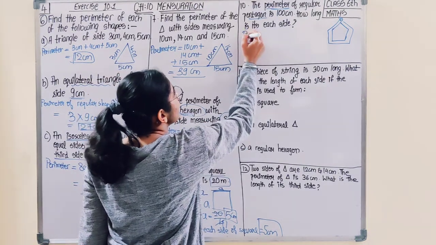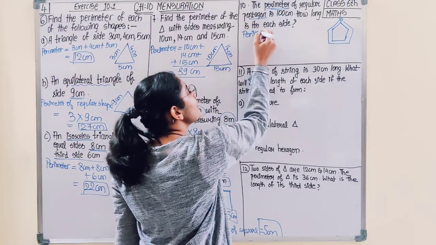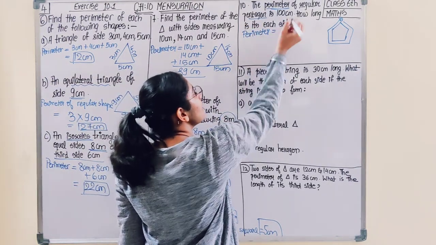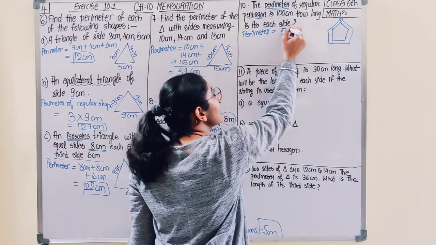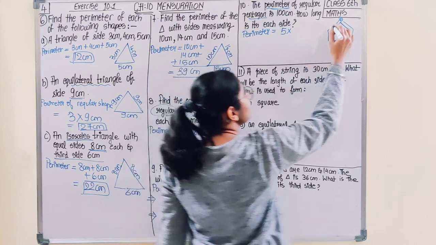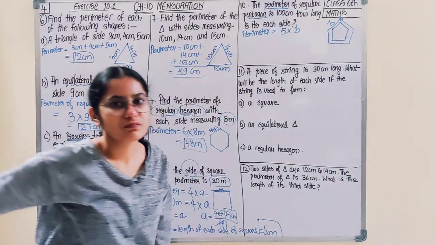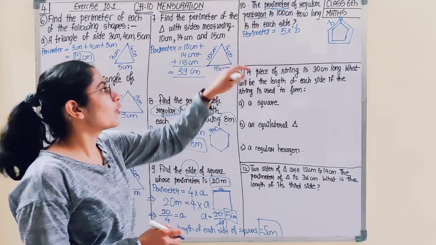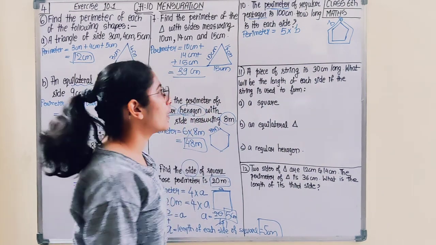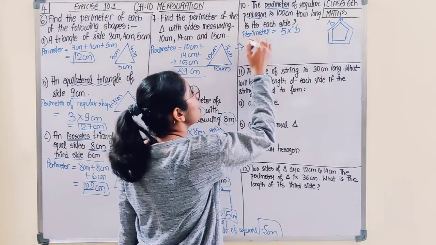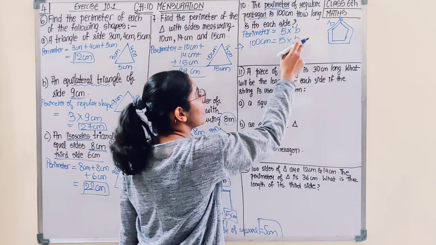This question is related to this only. So perimeter of regular shapes, here it is pentagon, is number of sides into length of each side. Let the length of this side be B. So perimeter is given, 100 centimeter is equal to 5 into B. We have to calculate B.